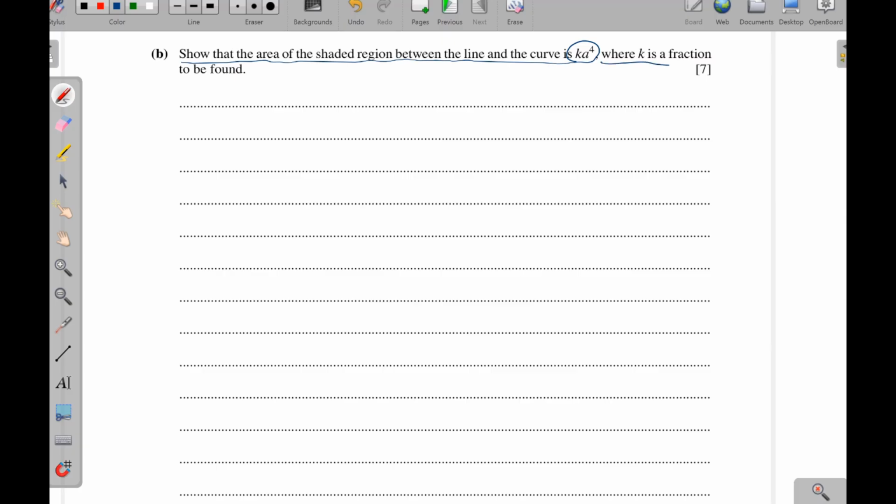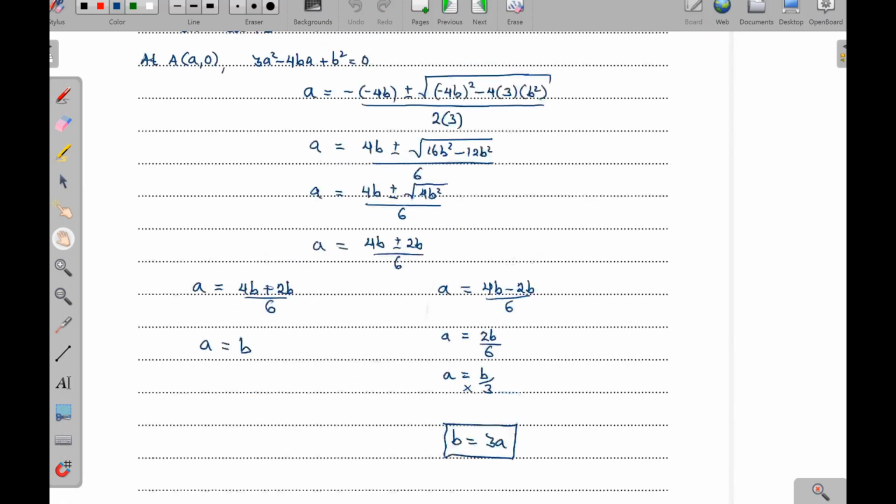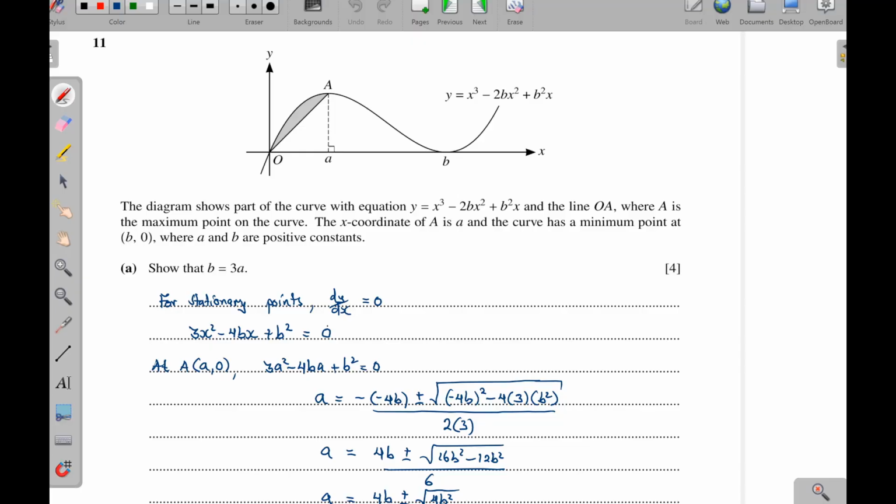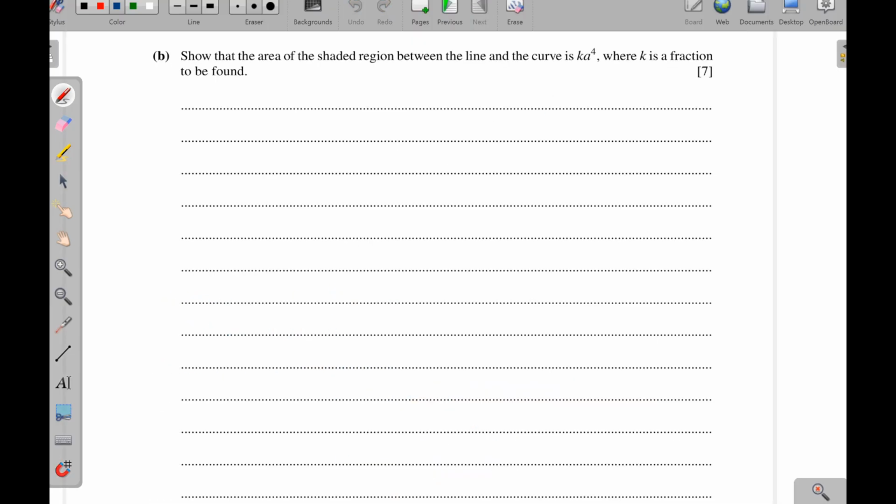Part b: show that the area of the shaded region between the line and the curve is k a to the power 4, where k is a fraction to be found. Now, when we look at this shaded area here, we shall get the area under this curve minus the area of this triangle. You see that? So when x is equal to a, what will be the y coordinate here? We shall substitute in here.